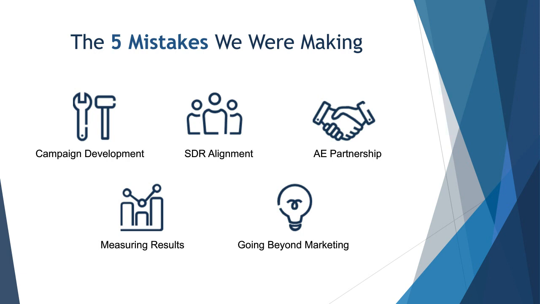It wasn't until we actually partnered with PFL and they started to educate us on the ways we could be running campaigns differently that we kind of took a step back and realized there were 5 key mistakes that we were making. So I broke them down, and it kind of covers the challenges that Marnie was talking about previously. And those are campaign development, our SDR alignment, the partnership we were building with our sales team, how we were actually measuring these results, and then how we were looking at direct mail beyond just the 1 or 2 campaigns that we were running every quarter, really going beyond marketing.